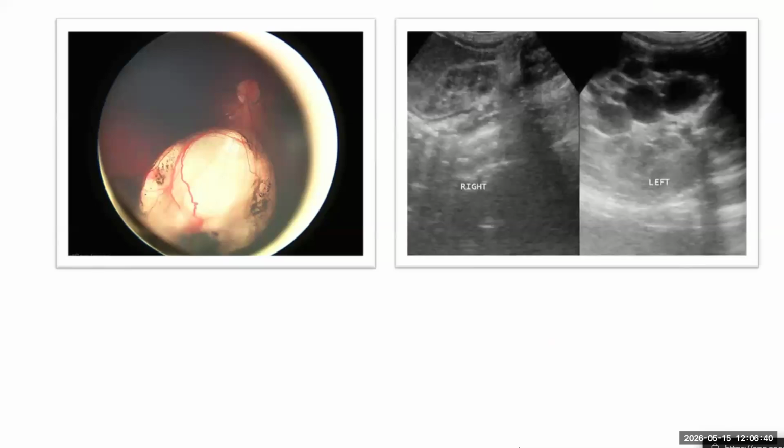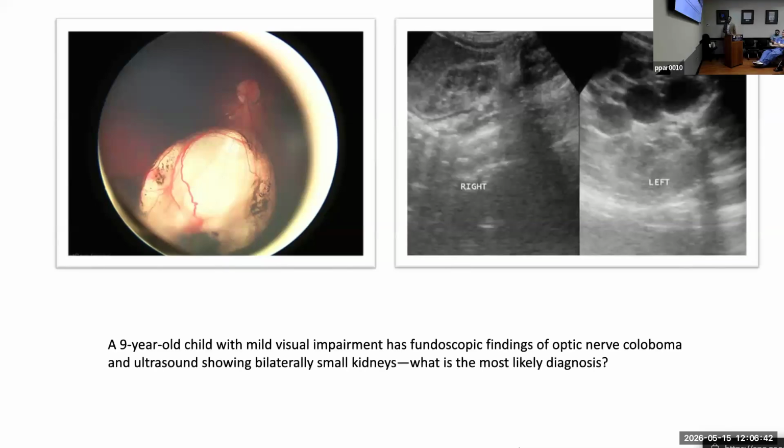This is the fundus finding, this is the ultrasound, and this is the question. A 9-year-old child with mild visual impairment and that fundus finding, which shows optic nerve coloboma, and an ultrasound of the kidney showing bilateral small-sized kidneys. Any diagnosis that you can think of?